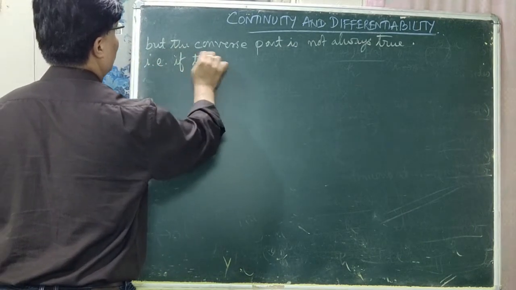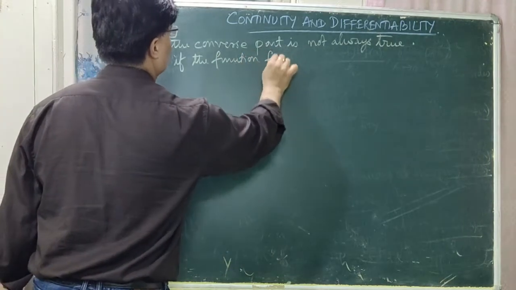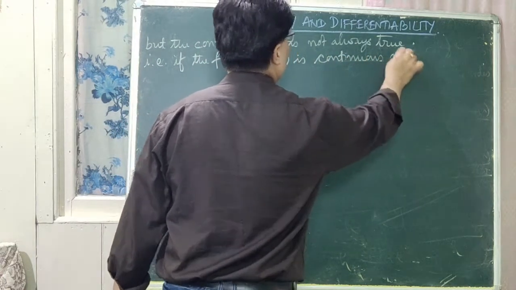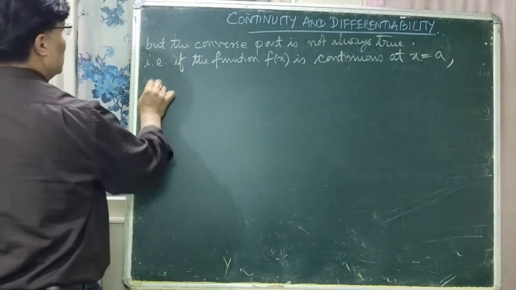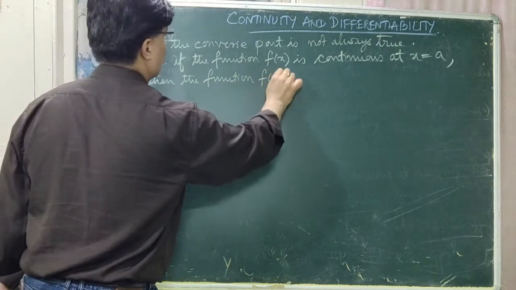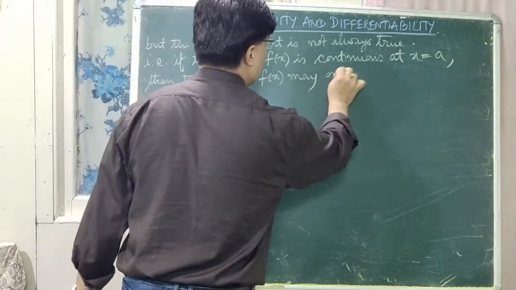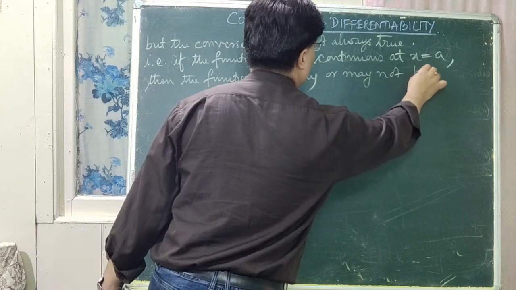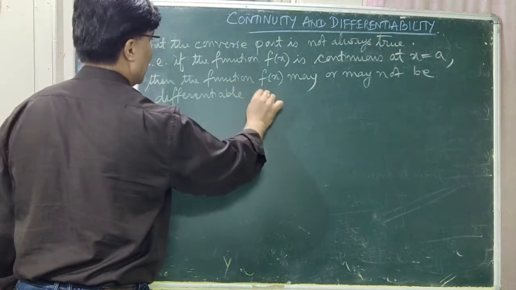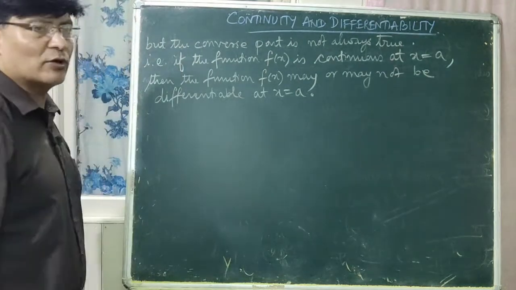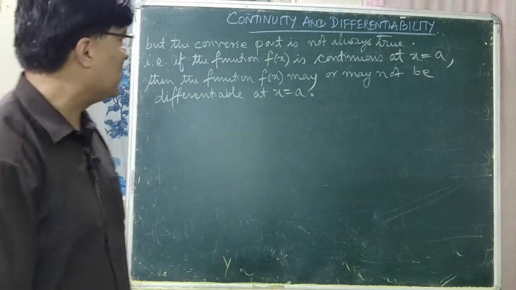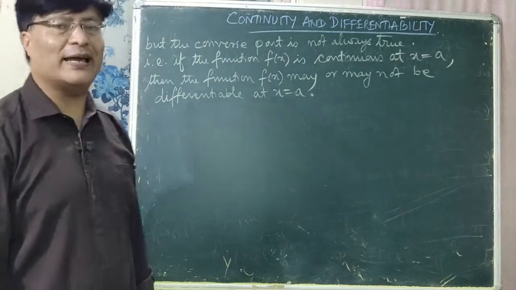That is, if the function f of x is continuous at x is equal to a, then the function f of x may not be differentiable at x is equal to a. Is that clear to all of you? The converse part is not always true. That is, if the function f of x is continuous at x is equal to a, then the function f of x may or may not be differentiable at x is equal to a.